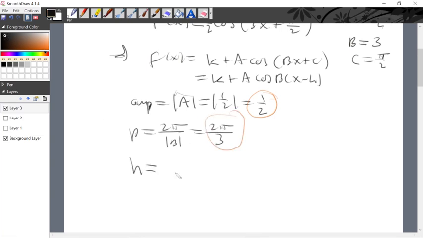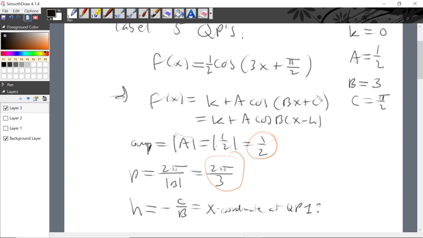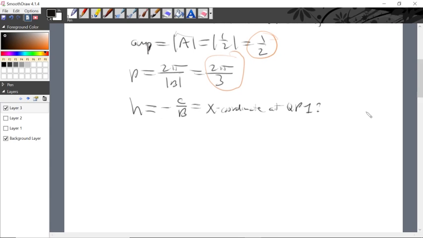And the horizontal shift? The horizontal shift can be found by calculating negative c over b, or we can find the x coordinate at quarter point 1. Your choice, either way. We can factor out the b, and that's going to give us the value of h as well. Because we're going to have to graph it anyway, I'm going to go ahead and find the quarter points.